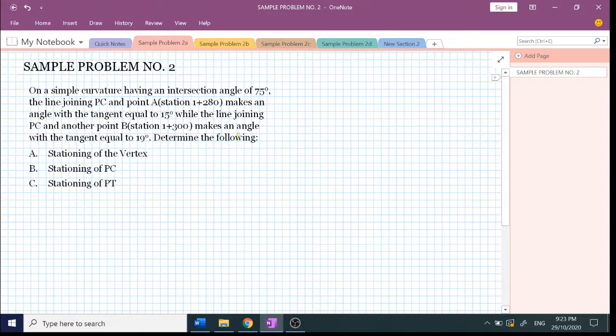From here, we are required to determine the following. Letter A, stationing of the vertex. Letter B, stationing of the PC. And letter C, stationing of the PT.